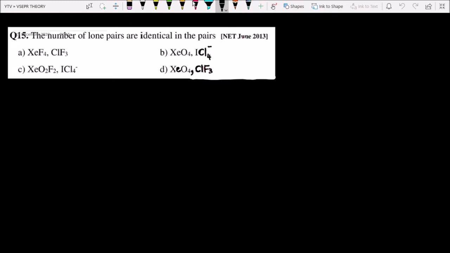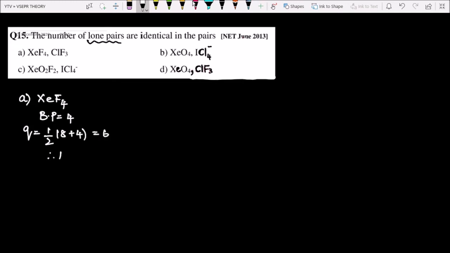The number of lone pairs that are identical. Which of these pairs will have the identical lone pairs of electrons? So if you consider A, it has XeF4. In case of XeF4, bond pair is equal to 4. Quotient is equal to half into 8 plus 4, which is equal to 6. Therefore, lone pair is equal to 2. So it has 2 lone pairs.